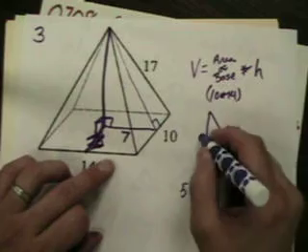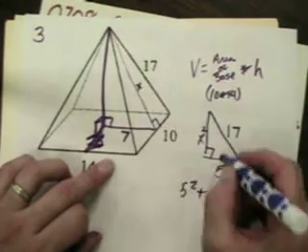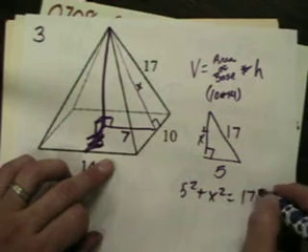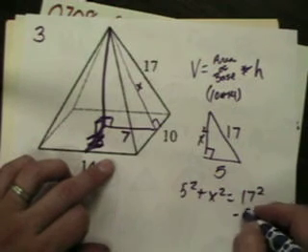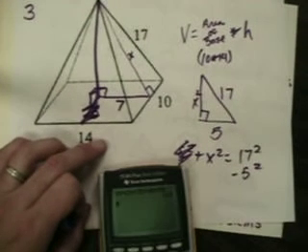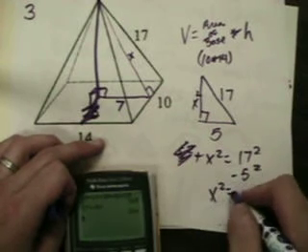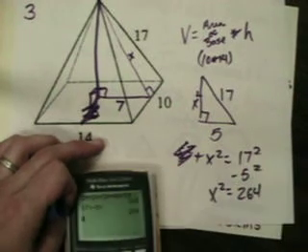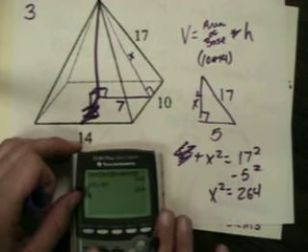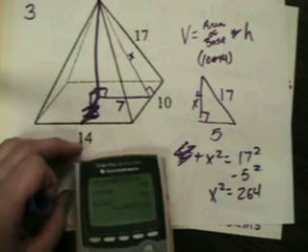5 squared plus x squared equals 17 squared. I'm just going to subtract 5 squared from that, and I'm just going to do it on the calculator. Let's see, what is 17 squared minus 5 squared? 264. So x squared equals 264. And now I'm going to take the square root of that. The square root of 264 is about 16.25.